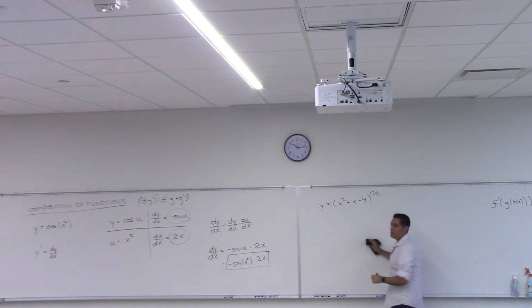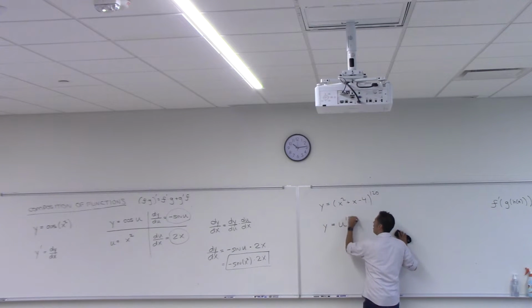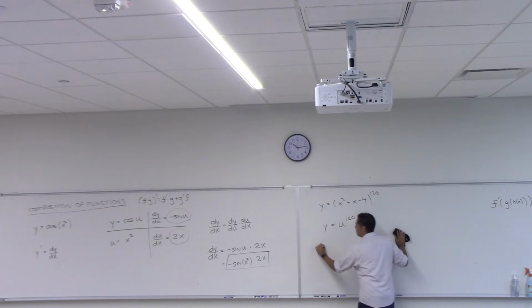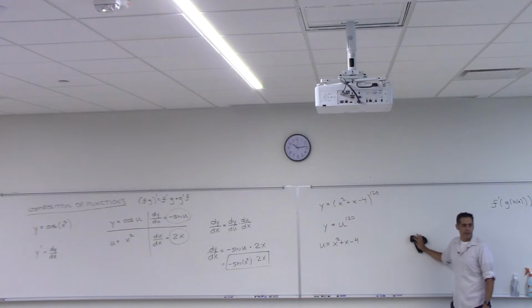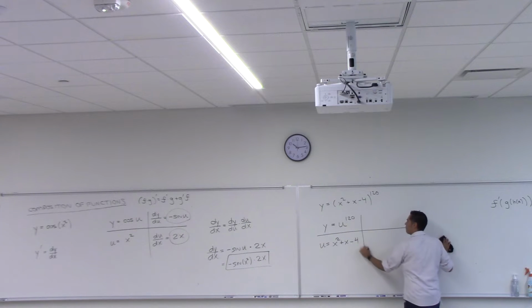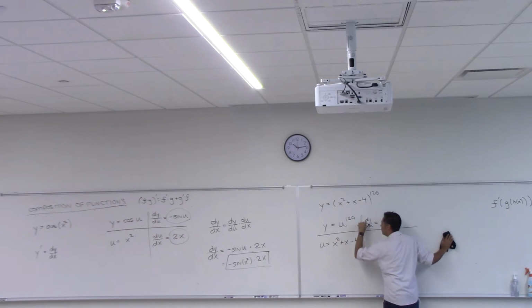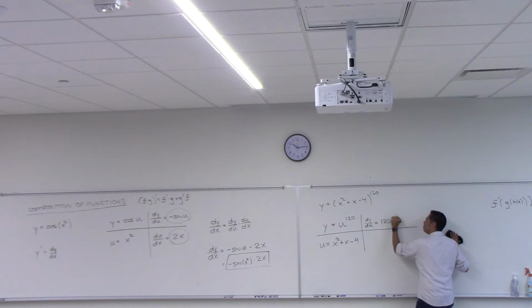Okay, so what you would have to do here if you're going to use that method is say, okay, well look, I've got y is equal to something to the 120th power, right? And then the something that I'm talking about is x squared plus x minus 4. And then I create my table. I say dy du. See, y and u are my variables, so that's why I'm doing dy du. The derivative of that is 120 u to the 119.